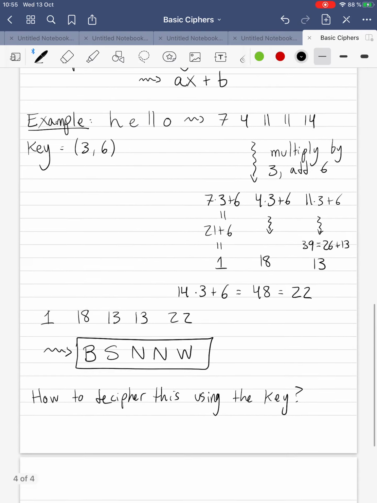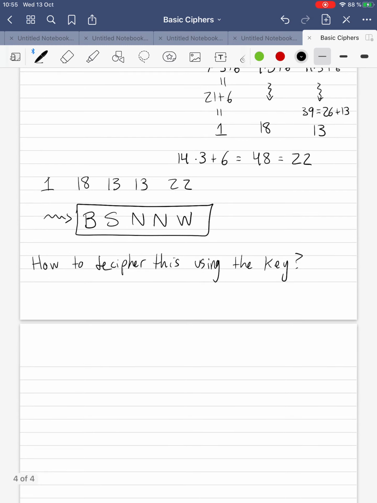Okay, so remember the key was 3, 6. So my friend receives this message, and what he has to do to see the original message is he has to undo what I did. So what did I do? I multiplied by 3 and I added 6. So what does he have to do to undo that? Well, first he has to subtract 6 and then divide by 3.